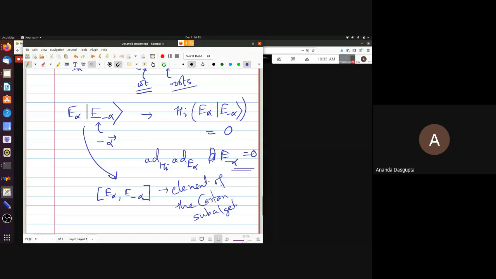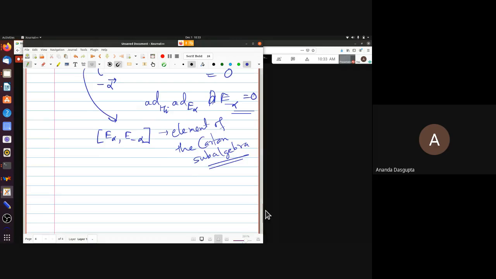Is that okay? Because remember, the Cartan subalgebra contains everything which commutes among themselves. It's maximal. So anything which commutes with all the H_i must be an element of the Cartan subalgebra itself. Is that clear, or does it require further explanation? No, sir, it's fine. Okay.